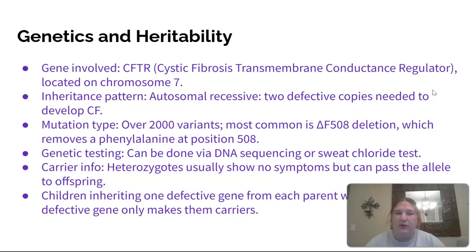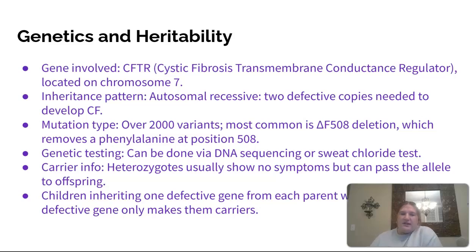So, genetics and heritability. The gene involved is called the CFTR gene, or cystic fibrosis transmembrane conductance regulator protein. It's located on chromosome 7. The inheritance pattern is autosomal recessive, so 2 defective copies are needed to develop CF. You need those 2. The mutation type: there are over 2,000 variants of the mutation causing it. The most common is the delta F508 deletion. It removes a phenylalanine at position 508. However, there are thousands of variants, which makes this a hard disease to cure.